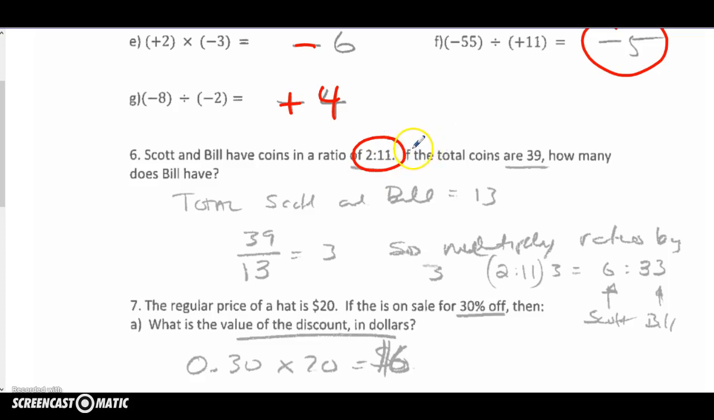Number 6. Here, the ratio of the coins is 2 to 11. The 39 coins total. So what's going to happen here is your total is going to be a multiple of this here. So their ratio is 2 to 11. 2 plus 11 is 13. So the total of the components of the ratio is always going to be a multiple of this number here. 39 is 3 times 13. So each of these are going to be 3 times as big, and you're going to end up with 6 to 33.